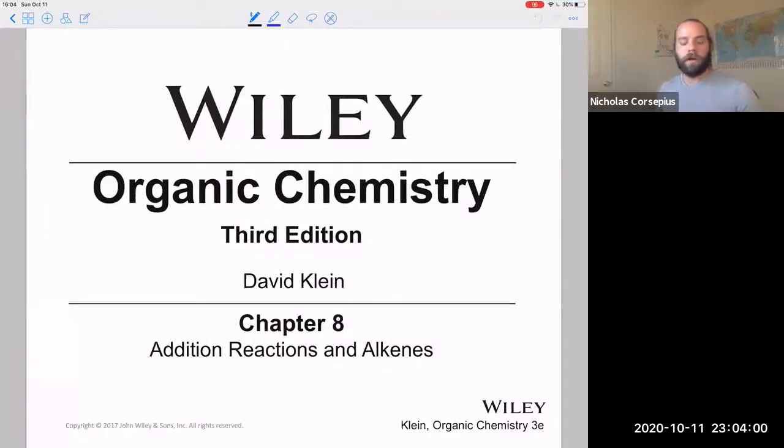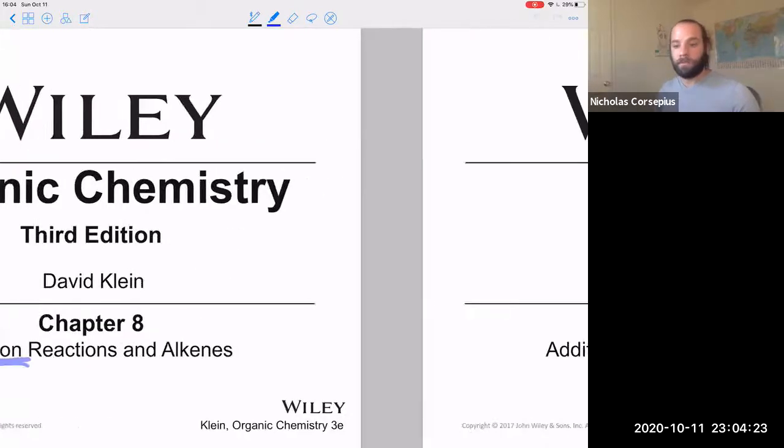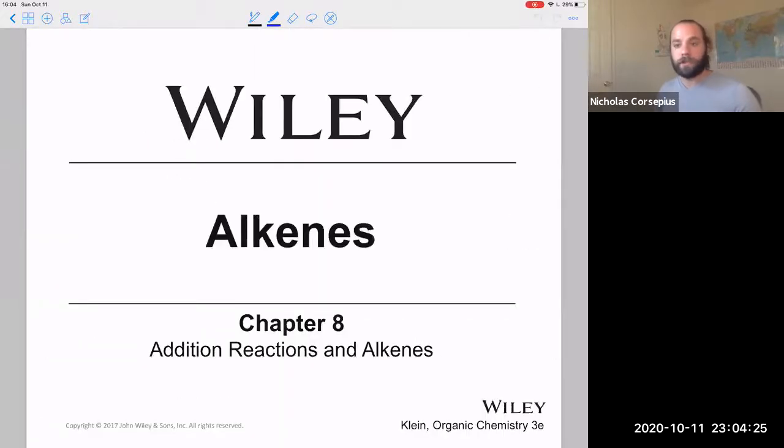All right, hello everyone. So this week we're going to be doing chapter 8, which is all about alkenes. We've talked a little bit about alkenes up until this point. In particular, they were the products of our elimination reactions. But this chapter we'll be talking about what types of reactions alkenes themselves undergo, and we'll see these are all addition reactions. But before we dive into the actual reactions, let's take a step back.